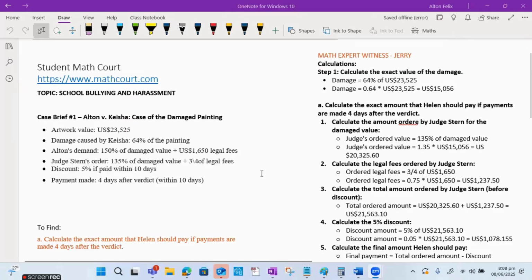Hi, welcome. This is lesson one of our student maths course where we'll be looking at the case of the damaged painting. And you have Keisha and Alton looking at some kind of solution to this problem.